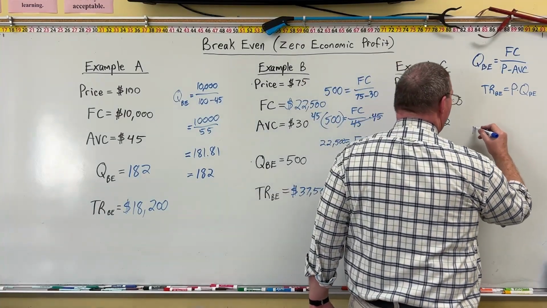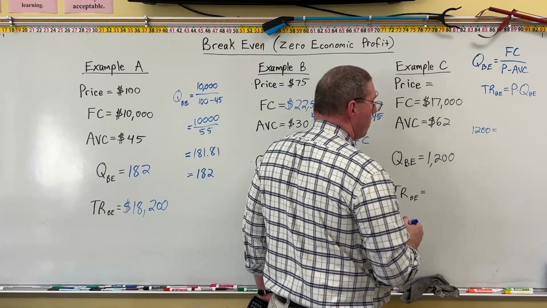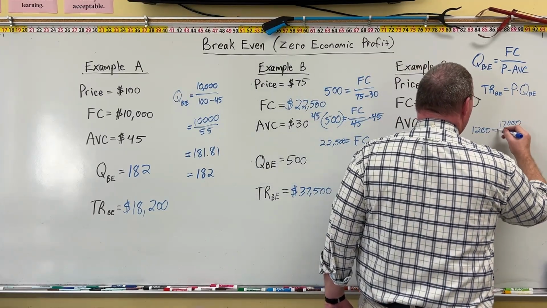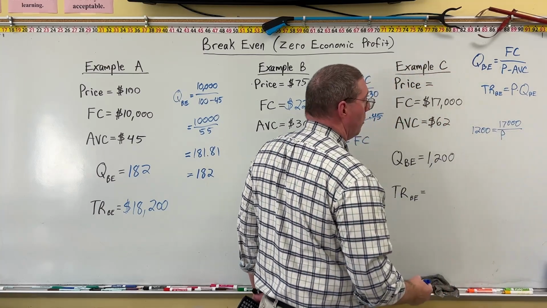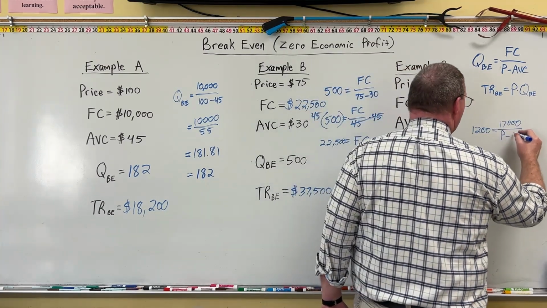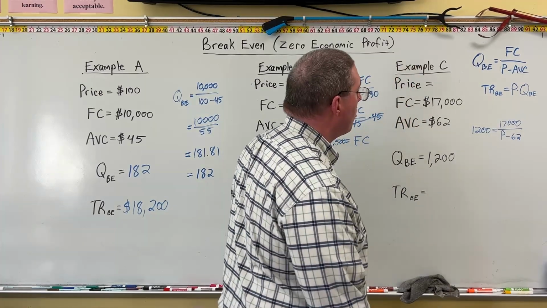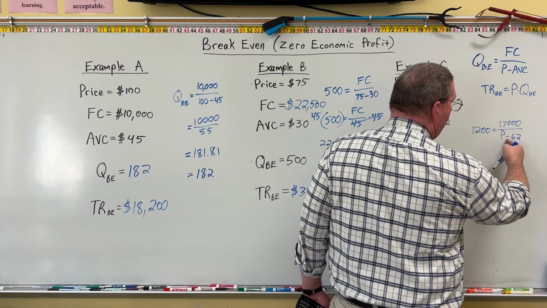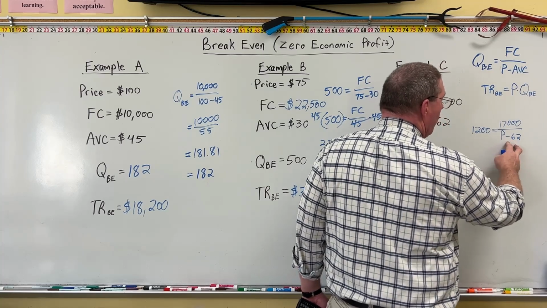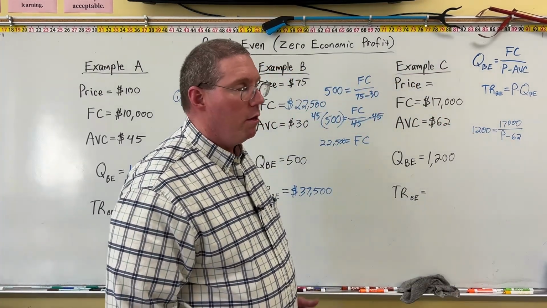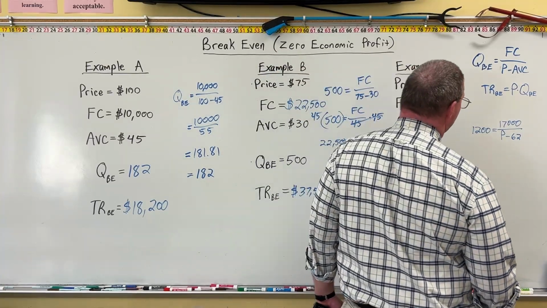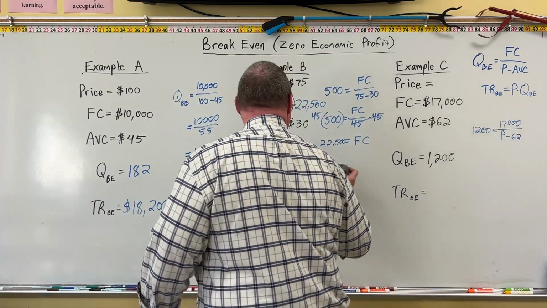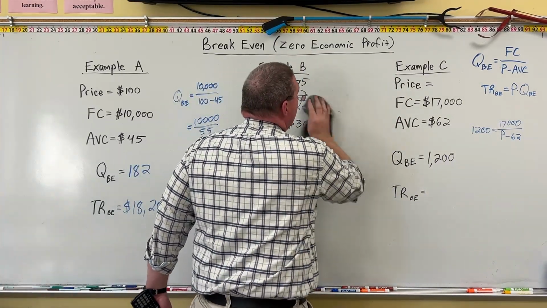So we're going to start with 1,200 is our break-even quantity, and then we're going to do fixed costs, 17,000, divided by price, which we don't know, so we're just going to put a P, minus average variable cost, which is 62. Now let me show you what's going to be a problem here, okay? The problem is that to cancel this denominator, we're going to have to multiply by the whole denominator, which unfortunately is a binomial. So it's going to create a distribution situation. I'll tell you what, let me make a little more room here, and we'll work it out maybe right here in the middle, okay, since we've already worked this one out.